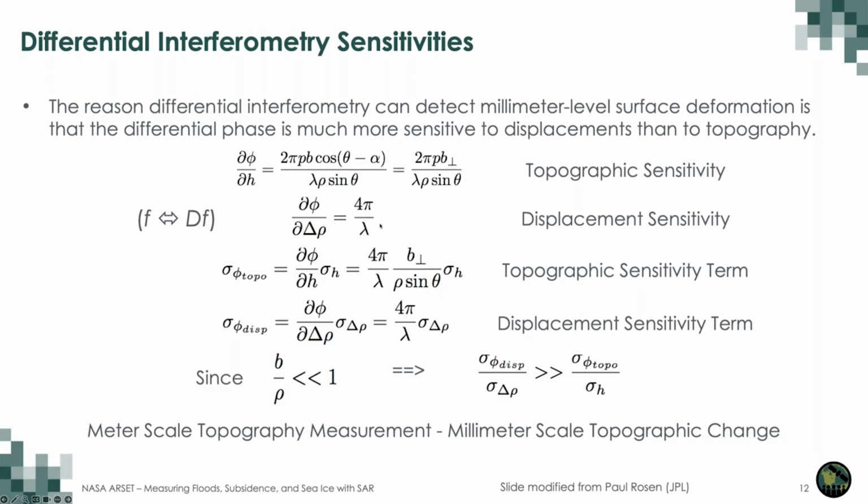So we're much more sensitive to measuring surface displacements. We can measure it to a small fraction of the radar wavelength. And with radar wavelengths on presently operating satellites between 3 centimeters and 24 centimeters, we can measure a few millimeters or a few centimeters of displacements.